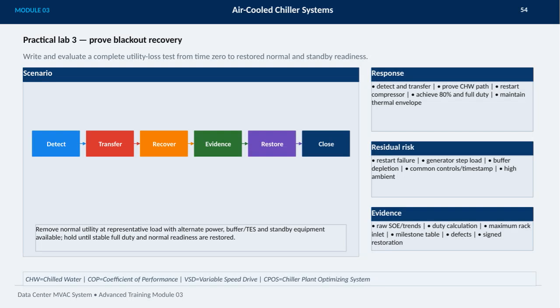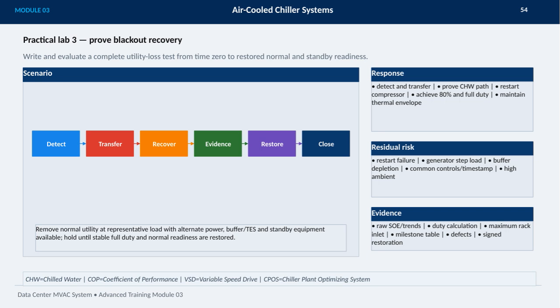Now, we're focusing on Practical Lab 3, where we simulate and prove blackout recovery for an air-cooled chiller system. The goal is to write and evaluate a complete utility loss test, tracking everything from the initial power outage to restoring normal operation and standby readiness.